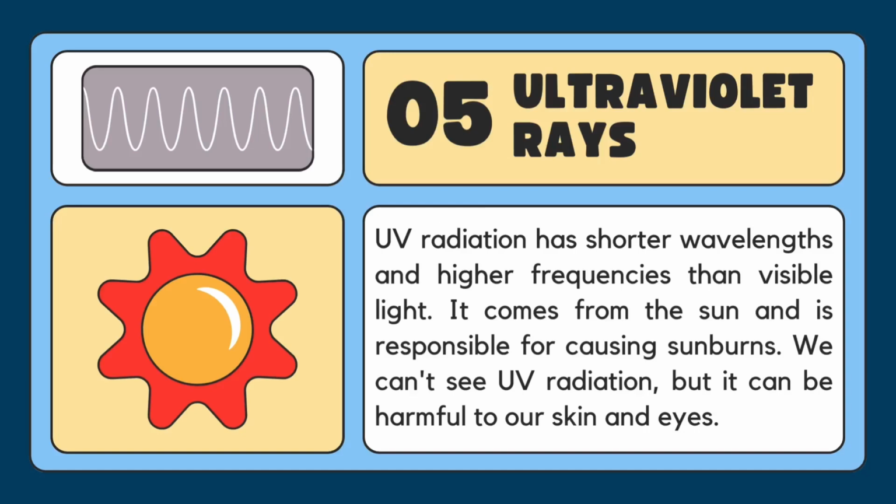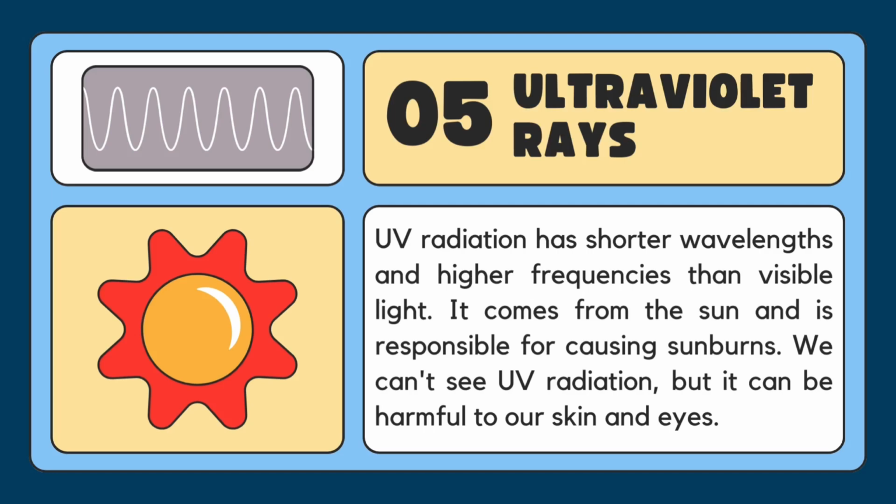Next region is the ultraviolet rays. UV radiation has shorter wavelengths and higher frequencies than visible light. It comes from the sun and is responsible for causing sunburns. We cannot see UV radiation, and it can be harmful to our skin and eyes. So when we say ultraviolet rays, they are known for their ability to cause chemical reactions such as producing vitamin D in the skin, but can also damage living tissues, leading to sunburn.